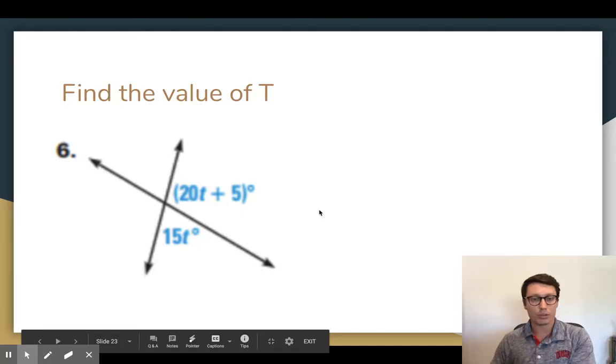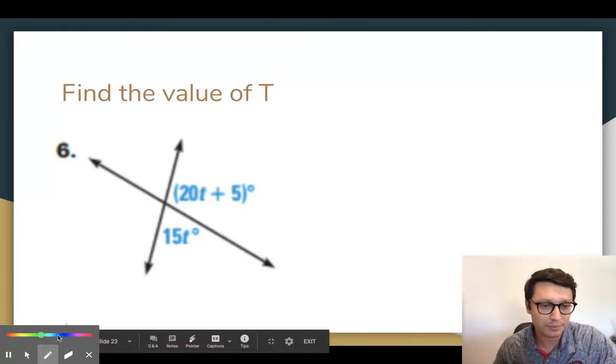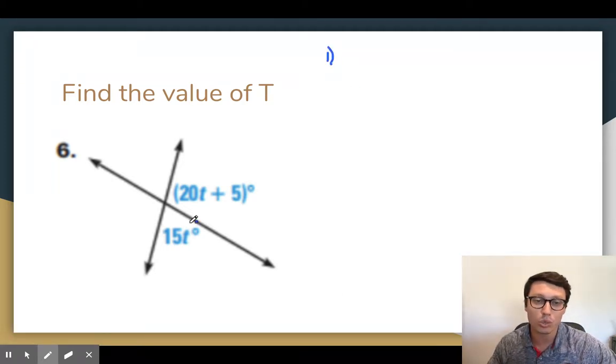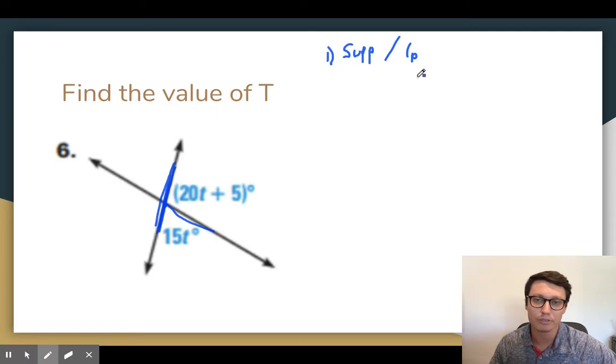Okay, now this is getting really tricky, right? Find the value of t. We'll go blue this time. Same rules apply. Rule number 1, what types of angles do we have? Well, we see that they share a vertex and they share a ray. We see that they create a straight line, right? We can call these supplementary. I'm just going to put sup because I'm terrible at writing. Supplementary. These are also a linear pair, and I'm just going to put LP for linear pair.